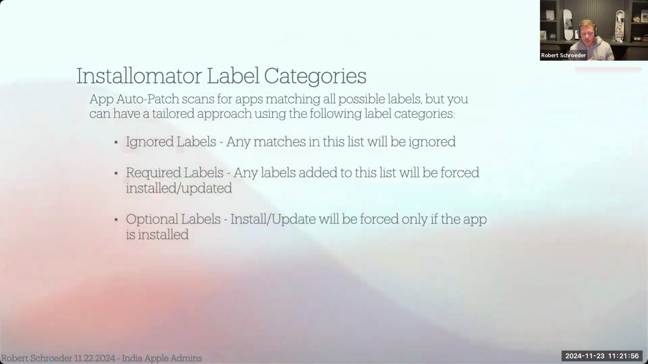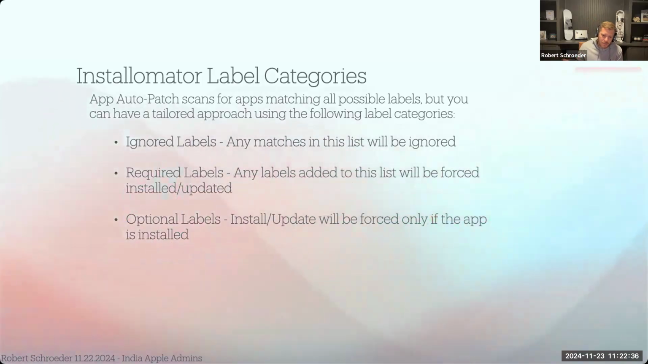So as I talked about before, App Autopatch scans for apps on the computer, matching all possible labels within the Installomator script, but it does allow for a tailored approach using our ignored labels, our required labels, and our optional labels. So for ignored labels, any matches in this list will be ignored. So if there are specific apps that you do not want App Autopatch to touch, you can add those app labels into the ignored labels parameter, and App Autopatch will skip over those applications.